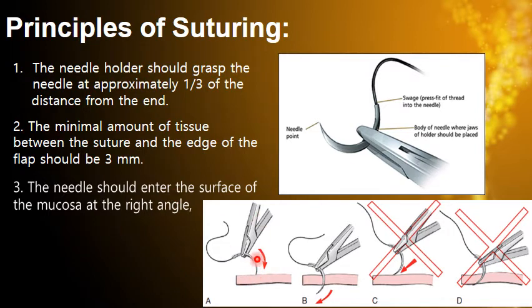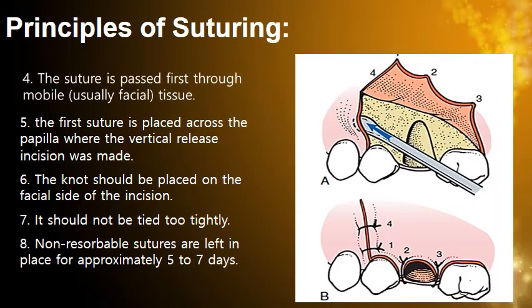The needle should enter the surface at a right angle, as we see here, to make the hole as small as possible. When I enter at a right angle, I will exit directly below the entry point. When I enter in an oblique manner, this will cause tearing of the flap during tying of the knot.